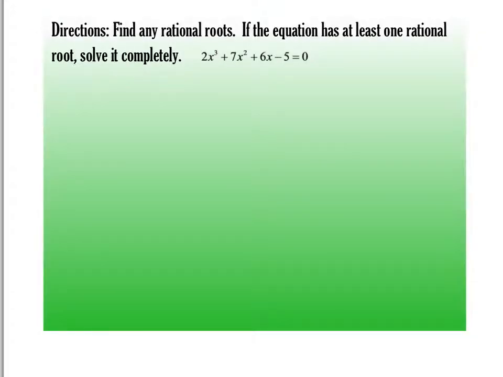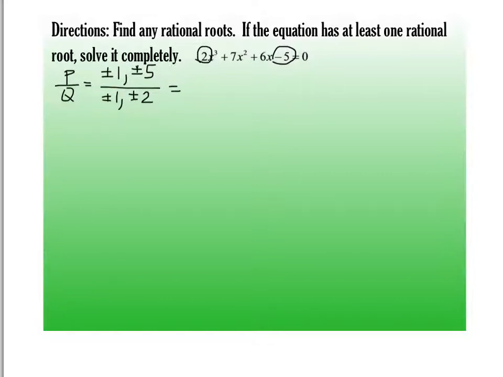All right, let's try another one. Same directions. Let's just get a little bit different constants and leading coefficients in this case. So the first thing we do is use the rational root theorem to just generate a list of all of the possibilities. So we look at the factors of our constant, which is negative 5. So that'll be positive and negative 1 or positive and negative 5. Then we look at all the factors of our leading coefficient, or our highest degree. So that'll be 1 and 2. So plus or minus 1, plus or minus 2.